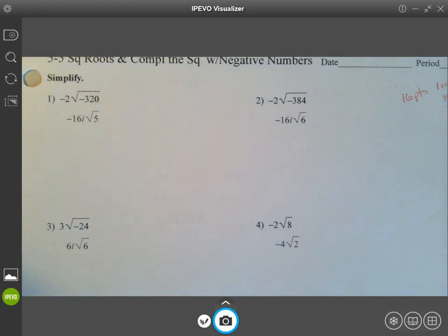It is important that any numbers that break out of the square root are put together by multiplication. The i should come after your integer, then if you have an i, and then your square root.